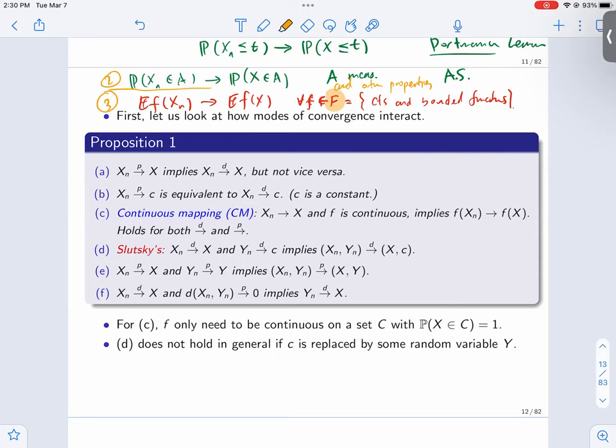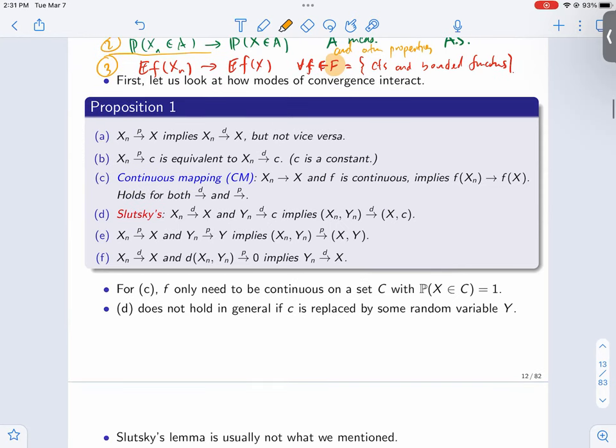However, if we have convergence in probability, and both of the limits are random, then the result holds. So this also shows the strength of convergence in probability: it's stronger, so it gives you more. So B does not hold if you replace the constant with some other random variable; we'll see a counterexample.